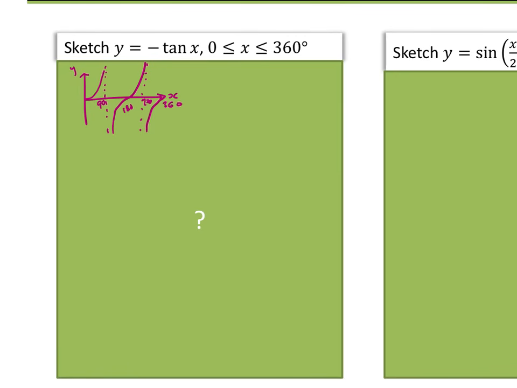It then says minus tan of x. So this is tan. Now negative tan, is it inside or outside the bracket? Outside. So who's it going to affect? Y. Now, if it's outside the bracket and it affects y, believe it or not, it's actually a reflection in the x-axis. We multiply all of my y values by minus 1, and it's a reflection.